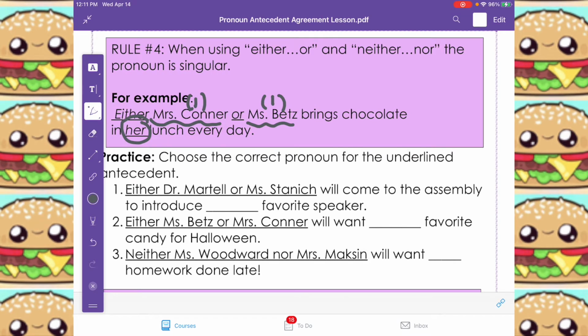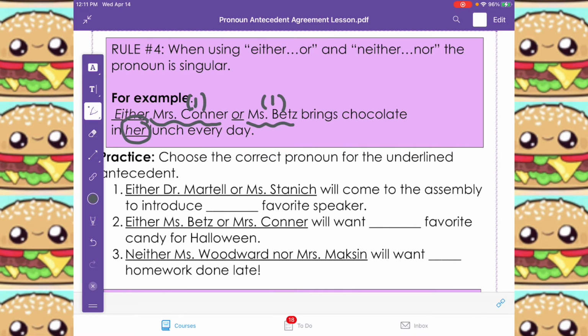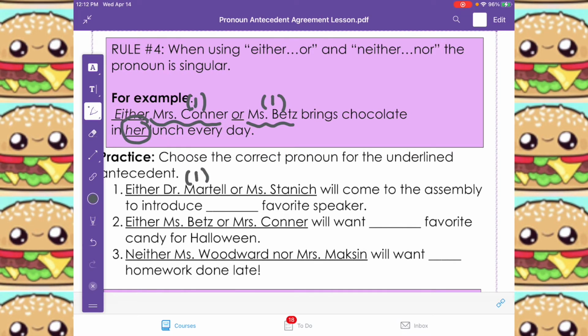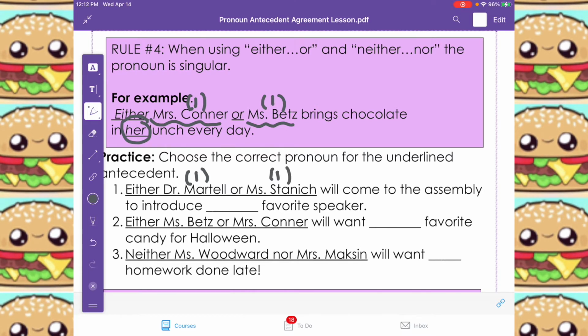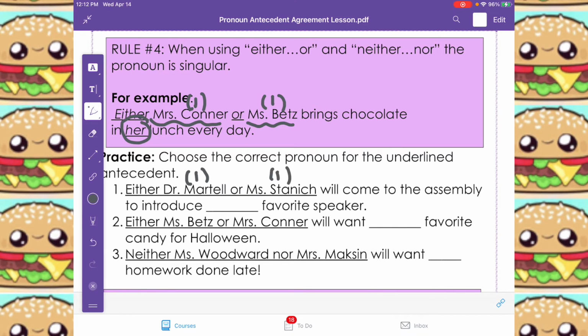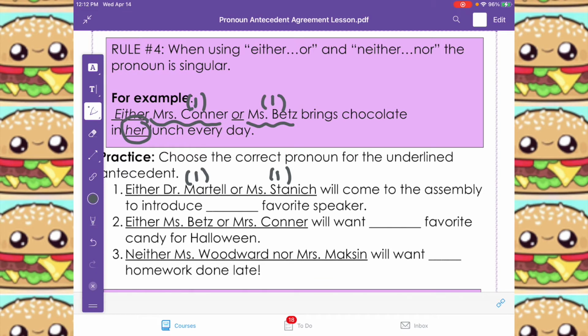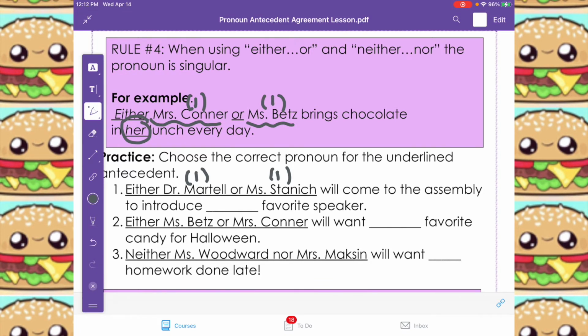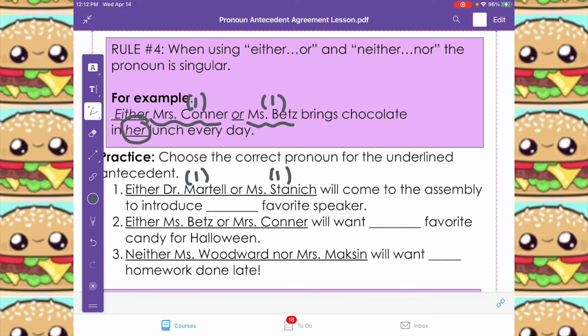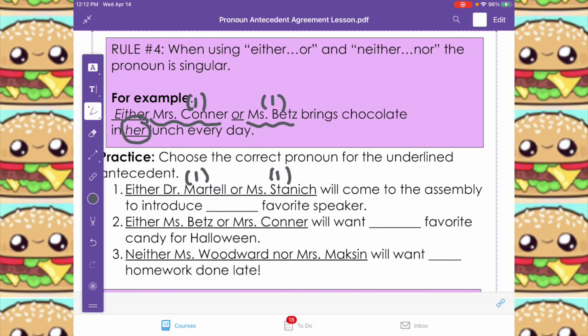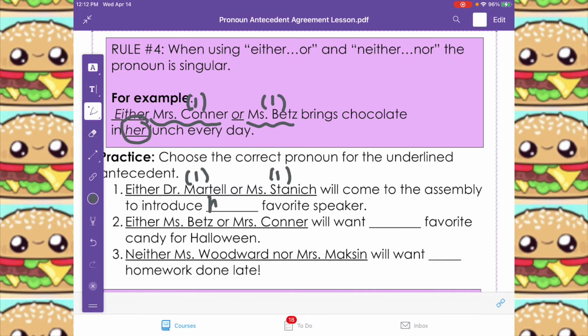Okay, so let's keep looking. Either Dr. Martell, singular, or Miss Stanich, either this one person or this one person, will come to the assembly to introduce blank favorite speaker. Now again, we know both of these proper nouns are feminine, so it's safe to use her.